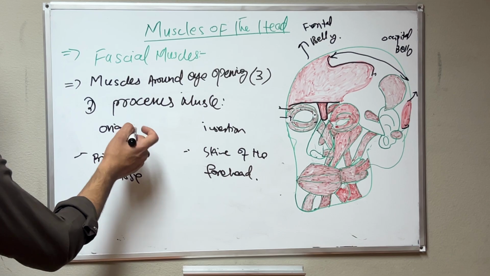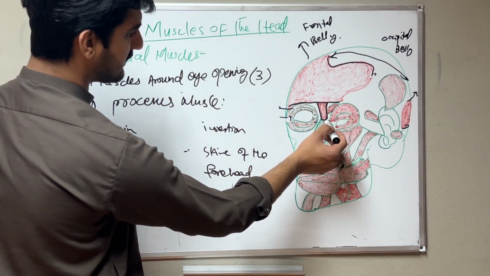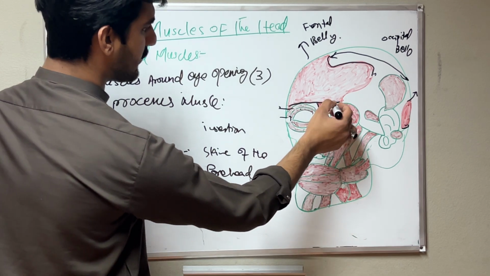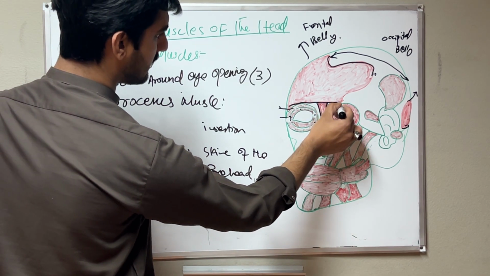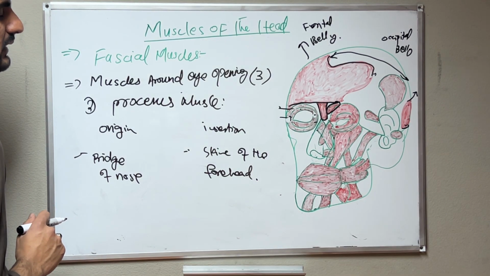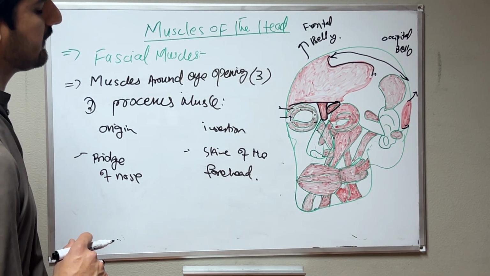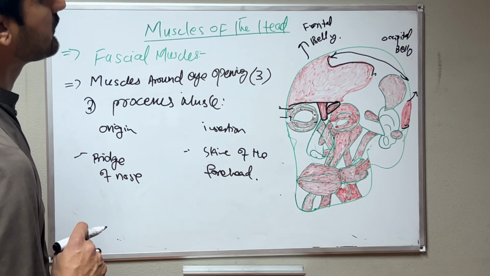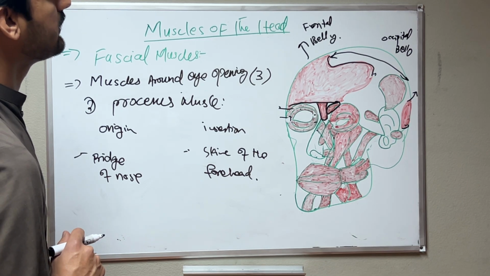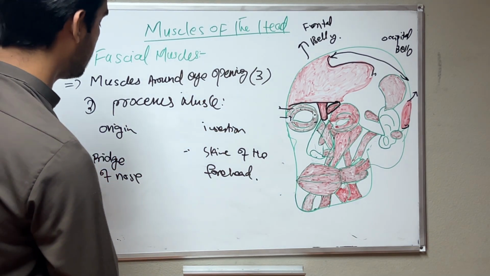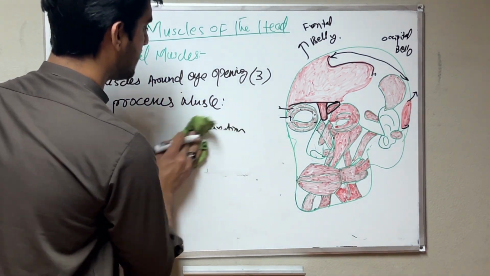These are the second muscle, the procerus muscle, which originates from the bridge of the nose and inserts into the skin of the forehead. Then we have the third muscle, this one. This is the supraciliary muscle. I will show its origination and insertion.